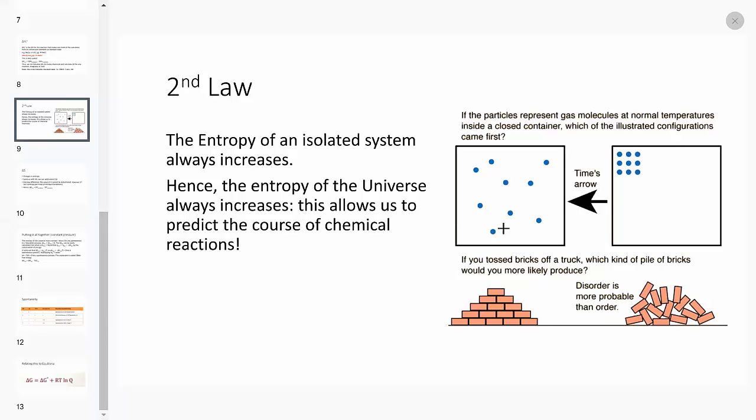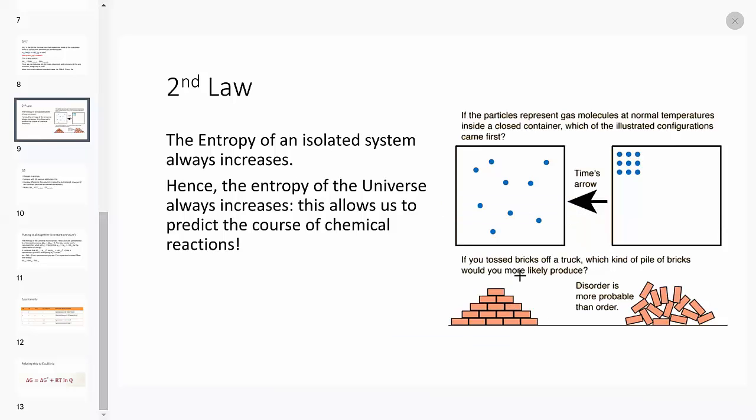So, for example, here we have two pictures. One, we have a container of gas, where all the gas is in one corner, and one where all the gas is distributed freely and randomly. So which one of these happened first? Well, this one has more disorder, more entropy, so it will move in the direction of more entropy. So we can say this is like the arrow of time. We can tell which way time is going.